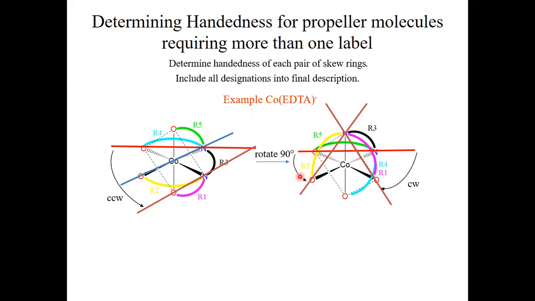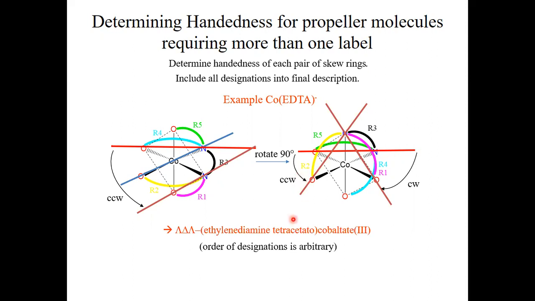Counterclockwise, correct. Good. So this now determines our designation. We have two counterclockwise rotations and one clockwise rotation. So this means that the designation is lambda, delta, lambda, whereby the order of the designations is arbitrary because no ring combination has a priority. So we could call it also lambda, lambda, delta, or delta, lambda, lambda, that would be equally correct.